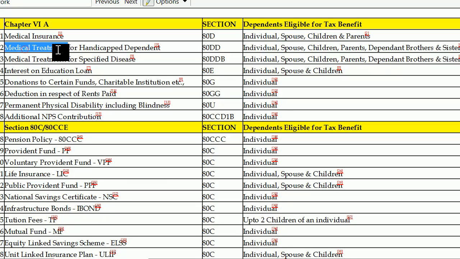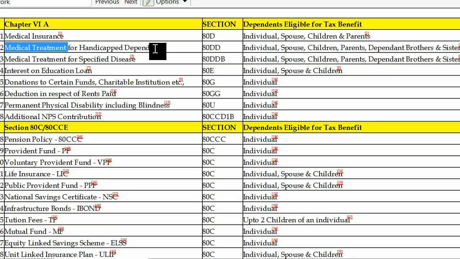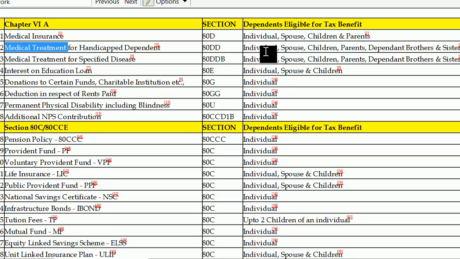And then medical treatment for handicapped dependents. If your dependent has any handicap, you can claim up to 75,000 if the disability is less than 80%. And if the disability is more than 80%, then you can claim up to 1.25 lakh. For this you should provide a certificate from the government. That I will cover in the next chapters, so be attentive to the next videos as well.